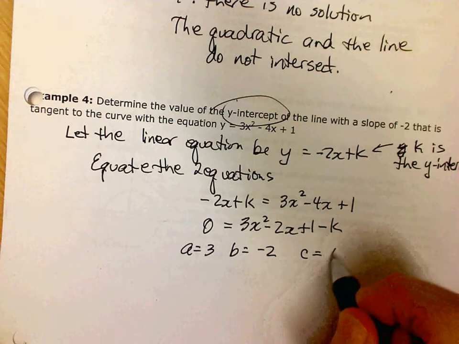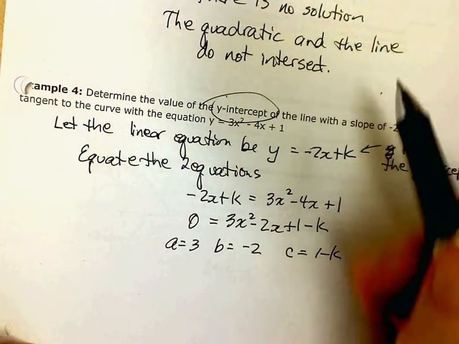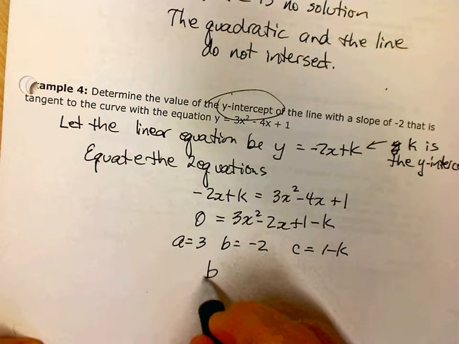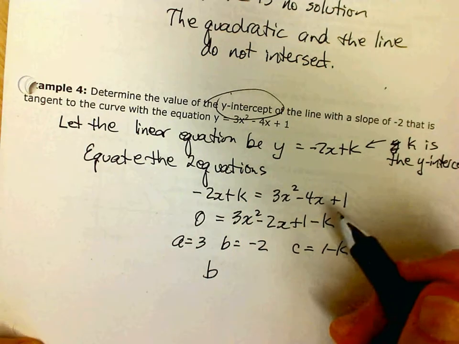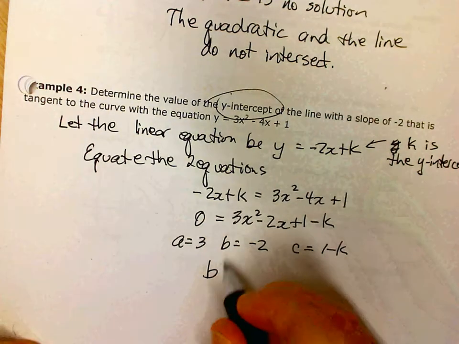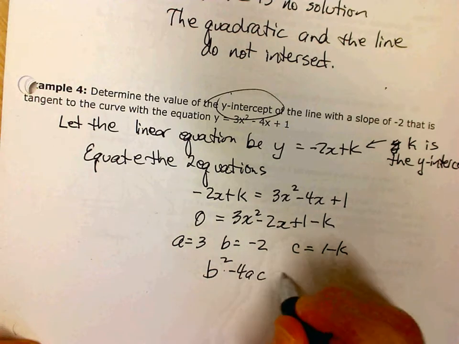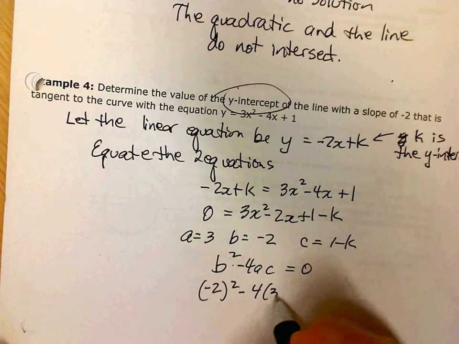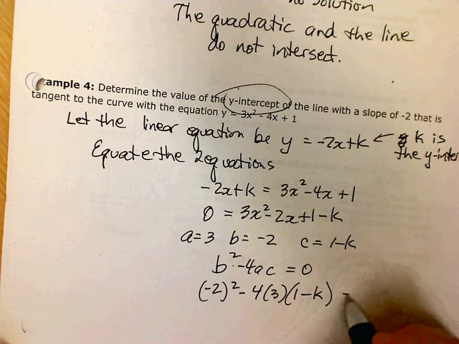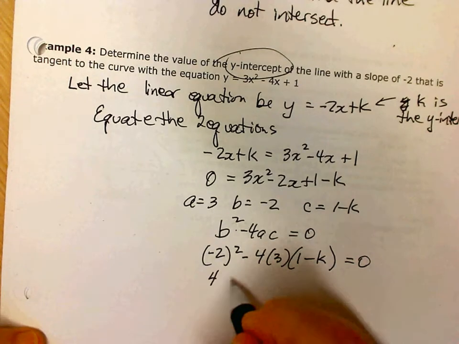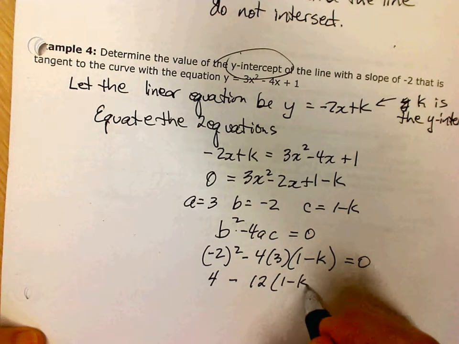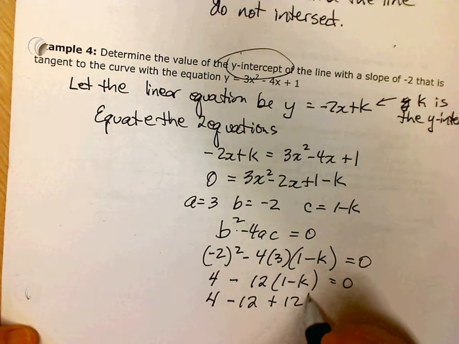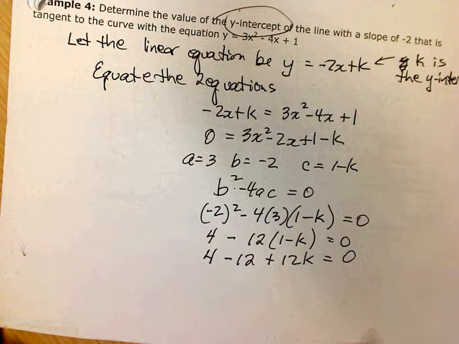So if we want to find out what k is, we know that if it's tangent, the line hits the quadratic just once. B squared minus 4ac is equal to 0. So negative 2 squared minus 4 times 3 times 1 minus k equals 0. So 4 minus 12 times 1 minus k equals 0. 4 minus 12 plus 12k equals 0. A lot of math here, right? Minus 8 plus 12k equals 0.